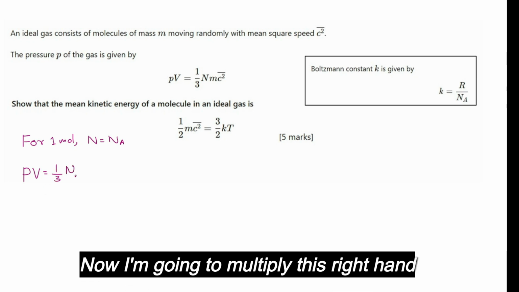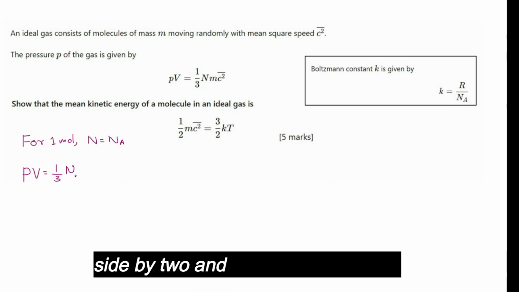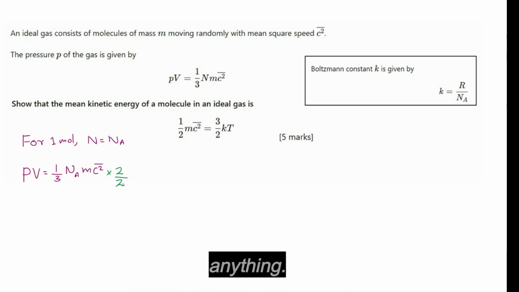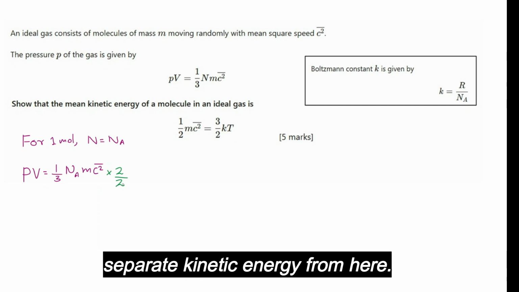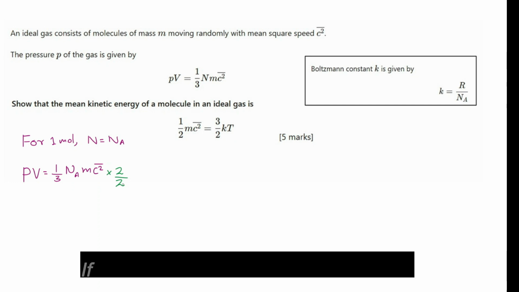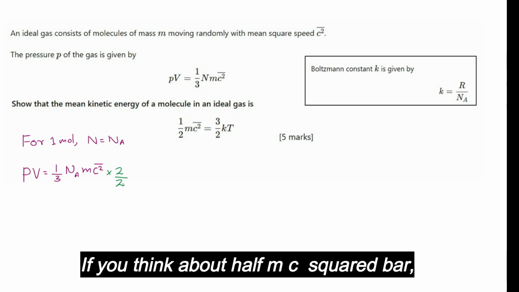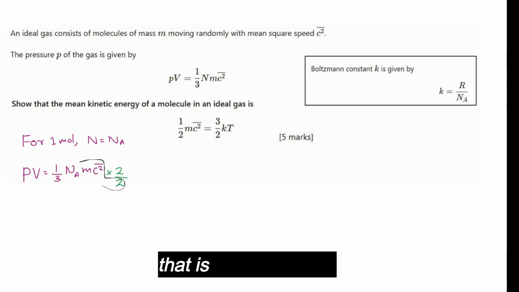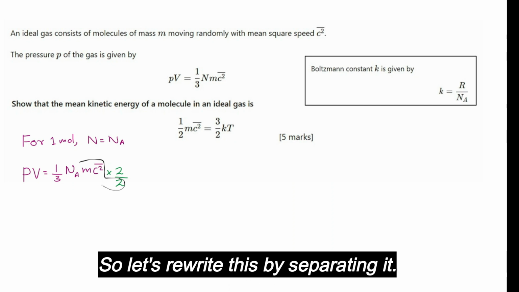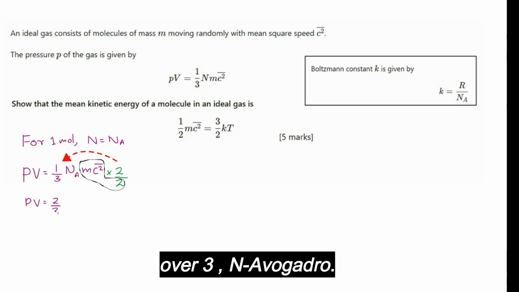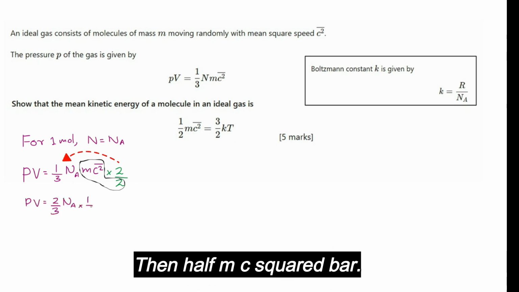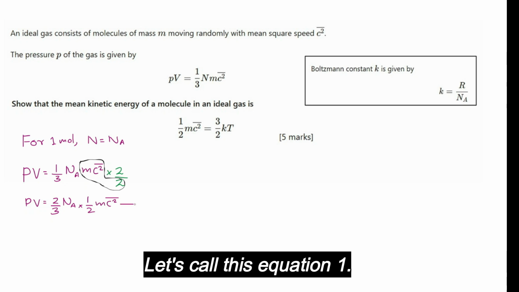Now I'm going to multiply the right hand side by 2 and also divide it by 2. Now when you do that, it doesn't really change anything. But this is helpful to me because I can separate kinetic energy from here. So let's do that. If you think about half m c squared bar, that is kinetic energy. So let's rewrite this by separating it. PV is equal to this 2 comes to the front over 3 Avogadro, then half m c squared bar. Let's call this equation 1.